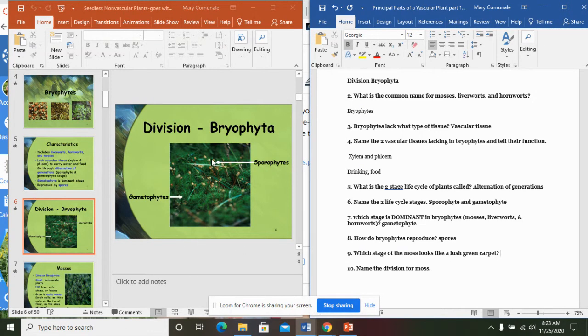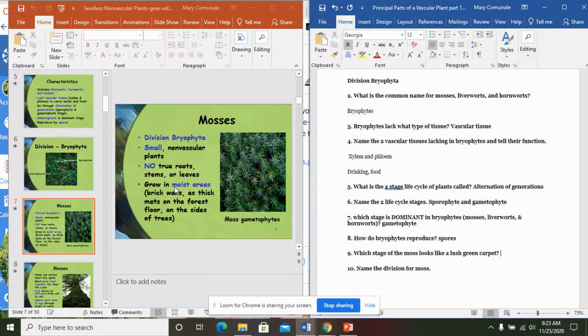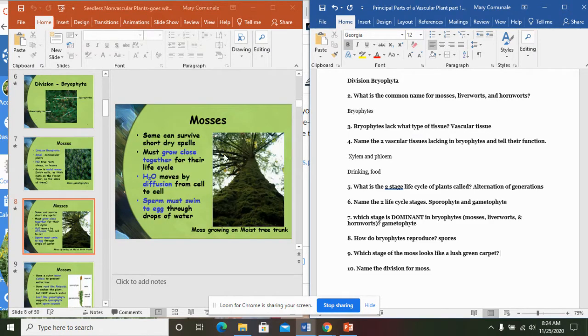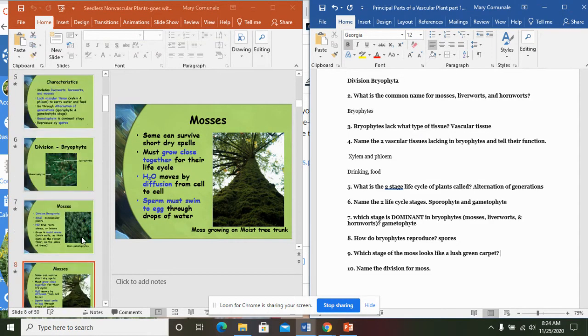So here's what they look like. You can see those little tan things at the top are going to be the spores, and the green part is the gametophyte. They're small, non-vascular plants, no true roots, leaves, or stems. They grow in moist areas, brick walls. So the stage where they look like a lush green carpet, that's going to be the main stage, which is the gametophyte stage.